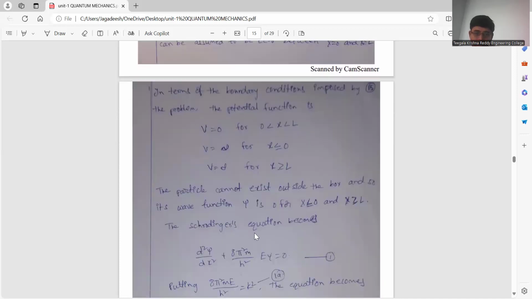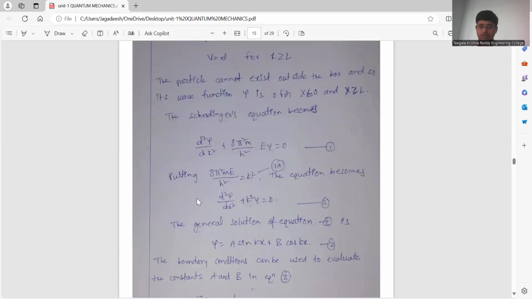Now write the Schrodinger equation. What is the Schrodinger equation? ∂²ψ/∂x² + (8π²mE/h²)ψ = 0. This is the Schrodinger wave equation.